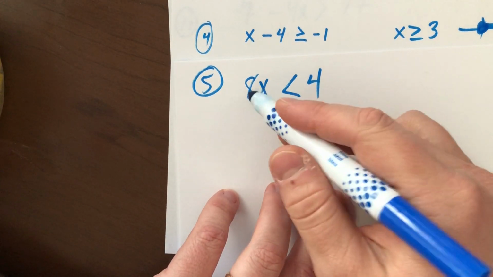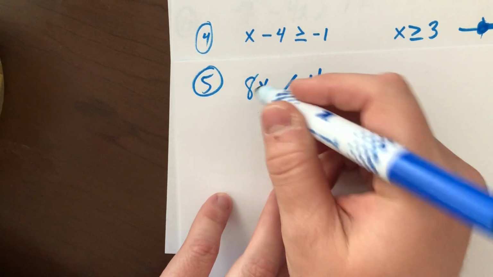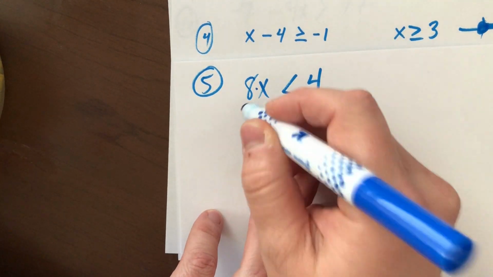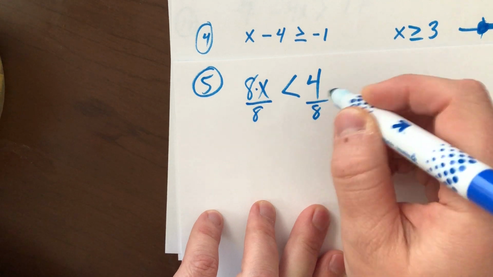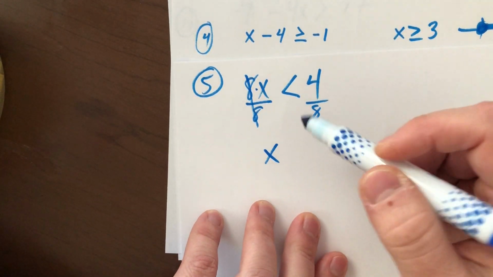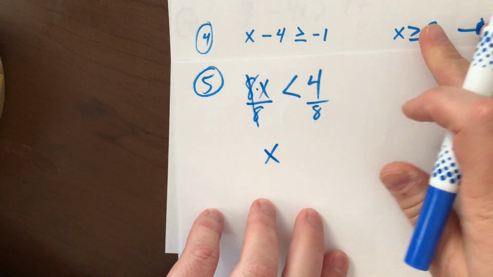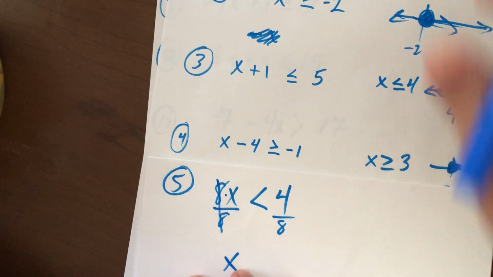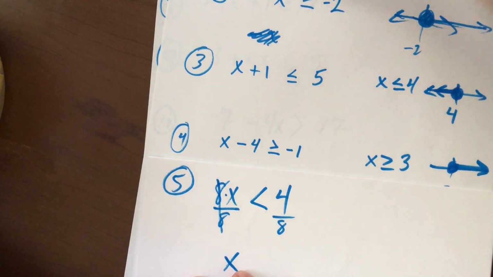So here, it says 8x is less than 4. The way that we would solve something like this before, well, this was times, right? So we're going to divide by 8, divide by 8. X is, now let's say you don't know what 4 over 8 is. Our calculator can simplify this. This is going to be a fraction.